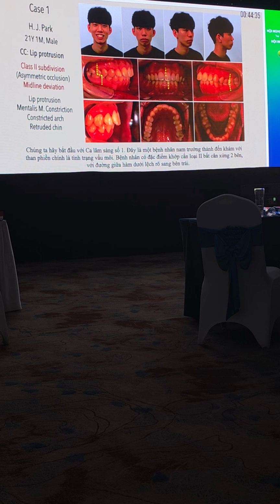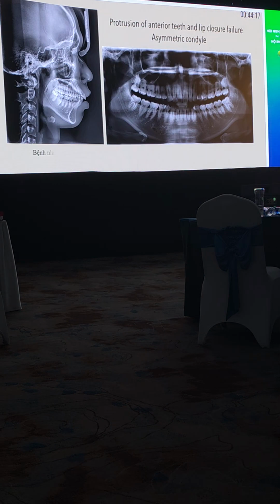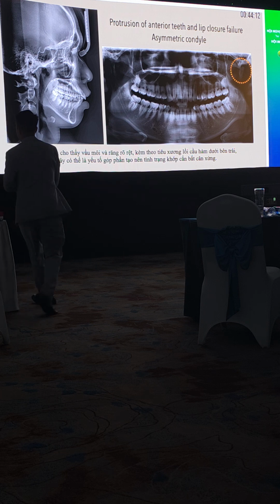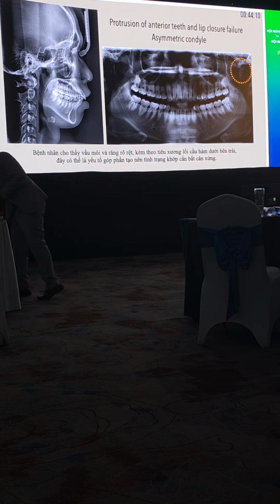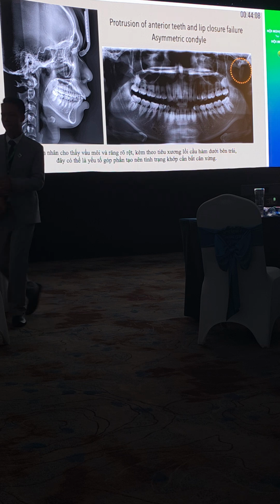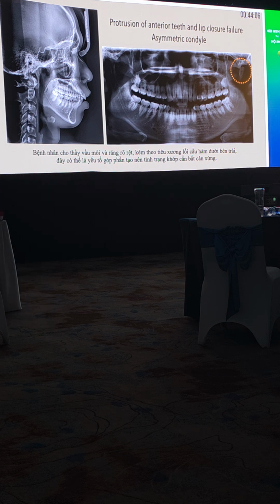This is an adult male patient who presented with a chief complaint of a pronounced lip protrusion. He exhibits the characteristics of Class II subdivision asymmetric occlusion with a noticeable leftward deviation of the mandibular midline. The patient demonstrates significant protrusion of the incisors and lips with obvious resorption of the left mandibular condyle, likely contributing to the asymmetric occlusion.